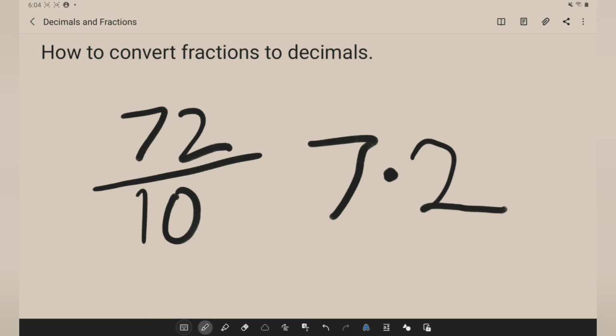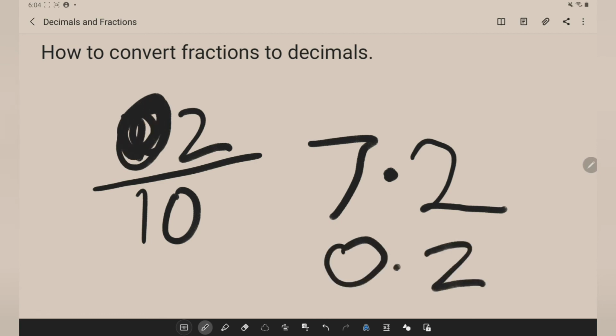Well, if we remove the 70, the decimal would be 0.2. Why would the 2 come after the decimal? Because 2 is smaller than 10, and 10 means 1 and 0. Over there I made it 100 because there were 2 digits. 37, there were 2 digits, so there were 2 zeros. Over here it's 10, so it's only 1 zero. That's why the 2 has to come here.